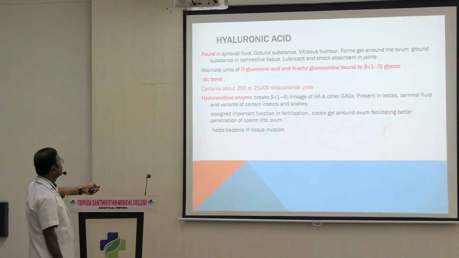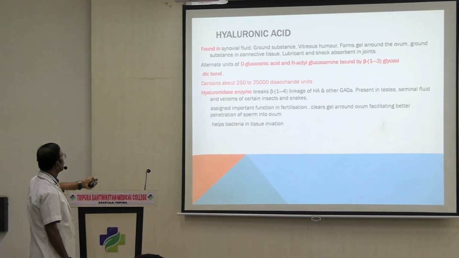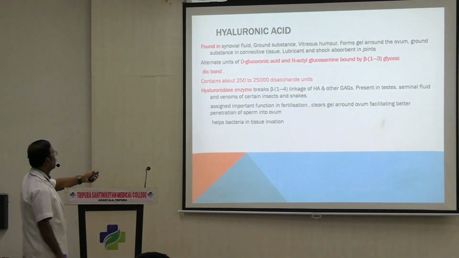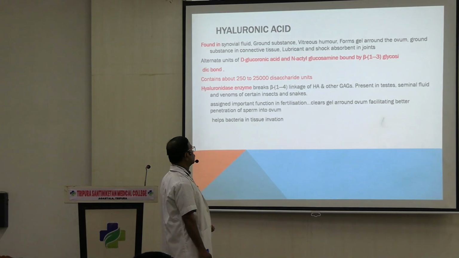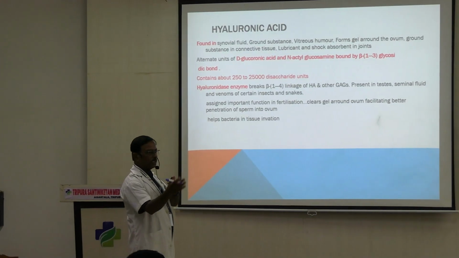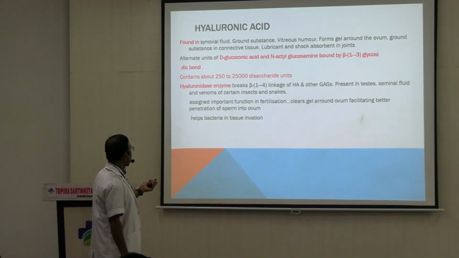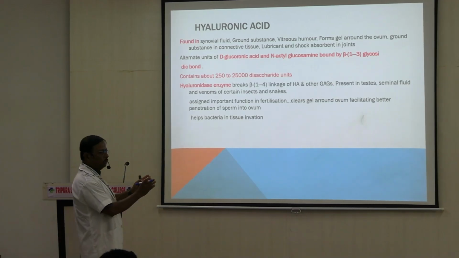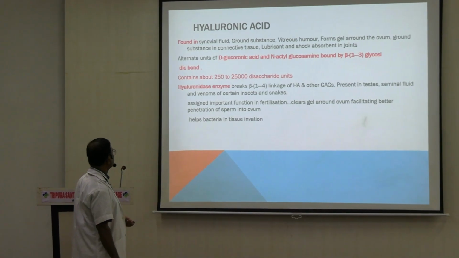The disaccharide unit has alternate glucuronic acid and N-acetyl glucosamine. There is repetition of this disaccharide unit. Within the unit, they are bound by a beta 1,3 glycosidic bond, and each disaccharide unit is bound to the next by a beta 1,4 bond.